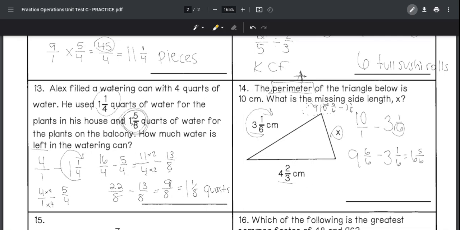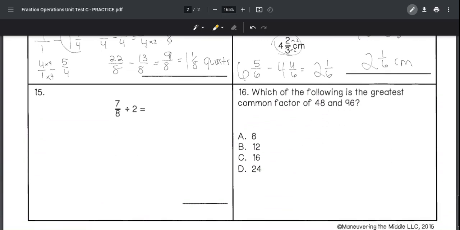Now we have to subtract 6 and 5/6 minus the other side. But I need to have common denominators, so I'm going to multiply this fraction by 2. So 4 2/3 actually becomes 4 4/6. Subtract your fractions. 5 minus 4 is 1. Keep your denominator. 6 minus 4 is 2. So our missing side is 2 1/6 centimeters. All right, 2 more.